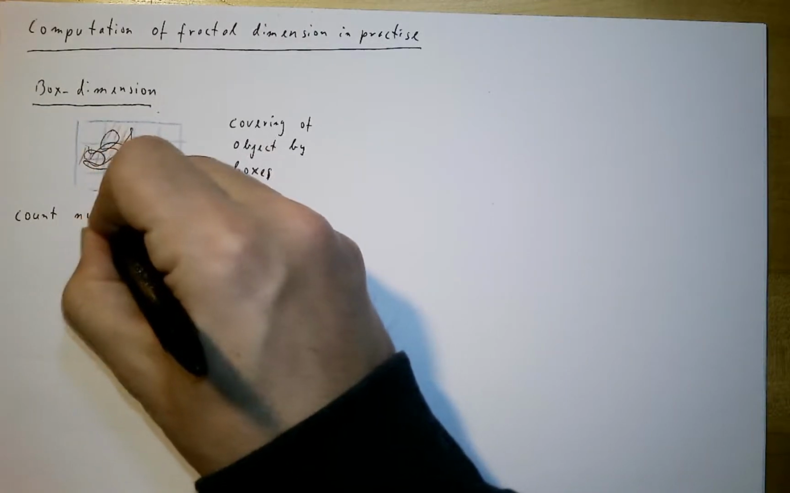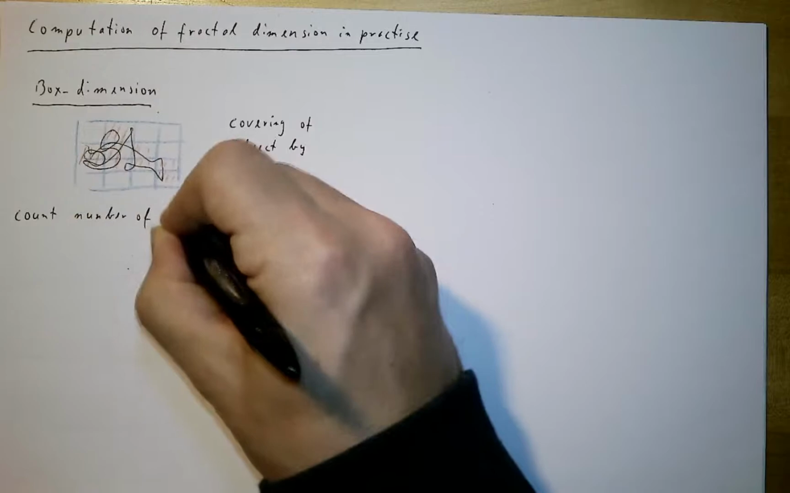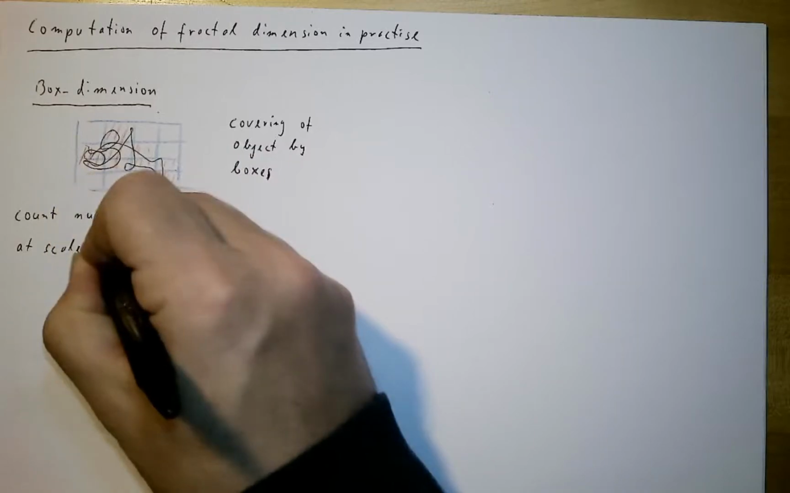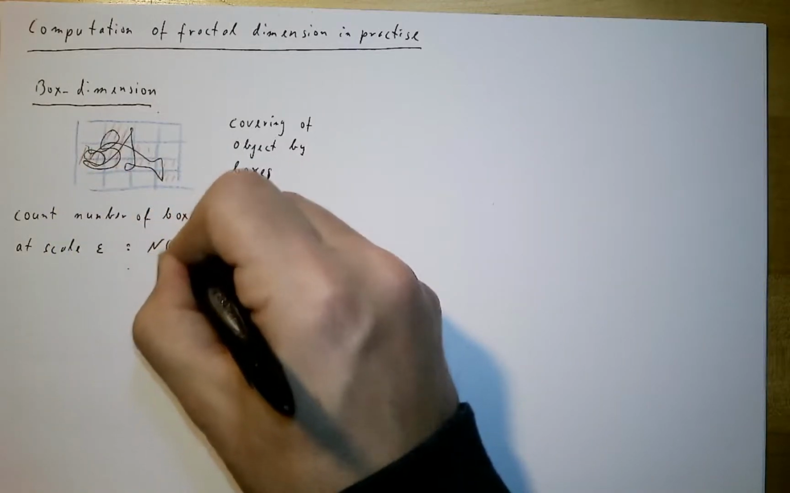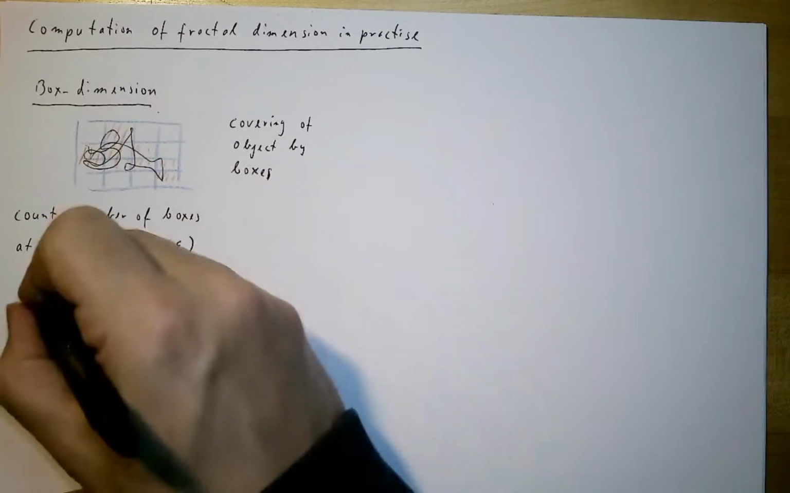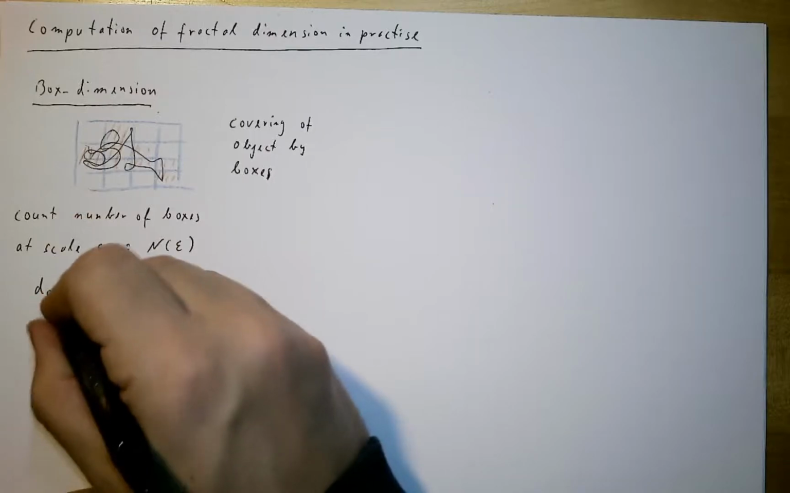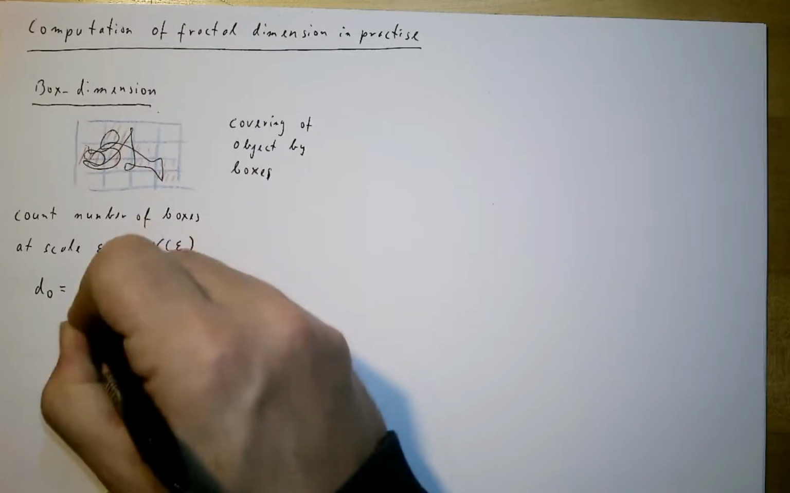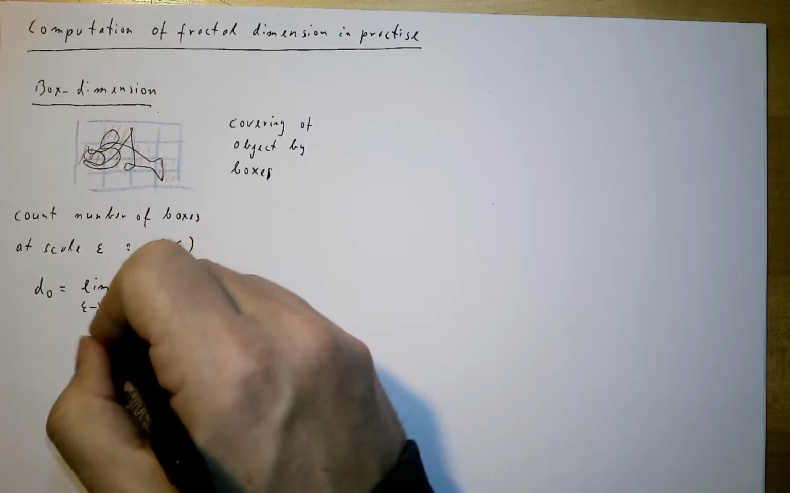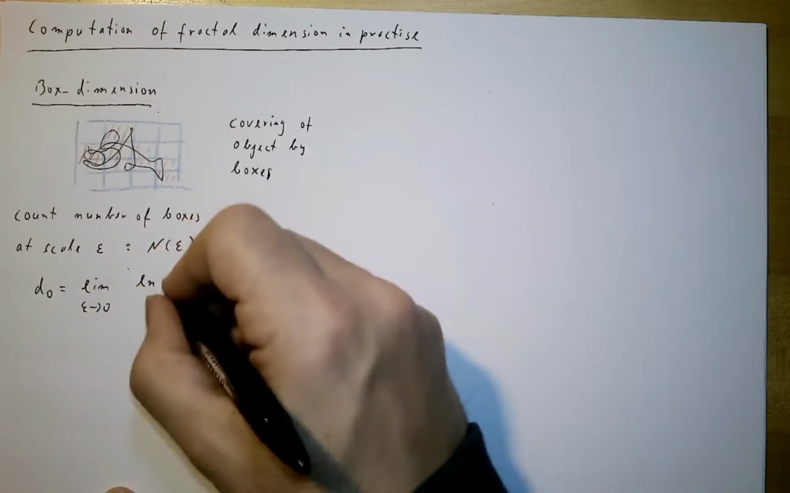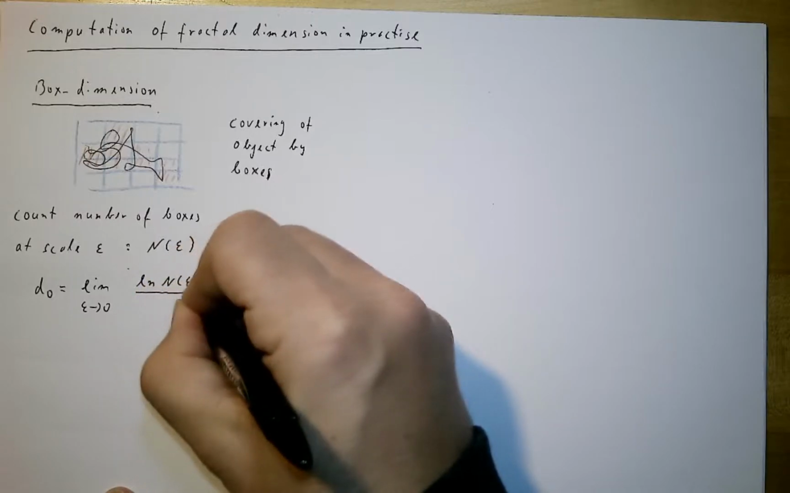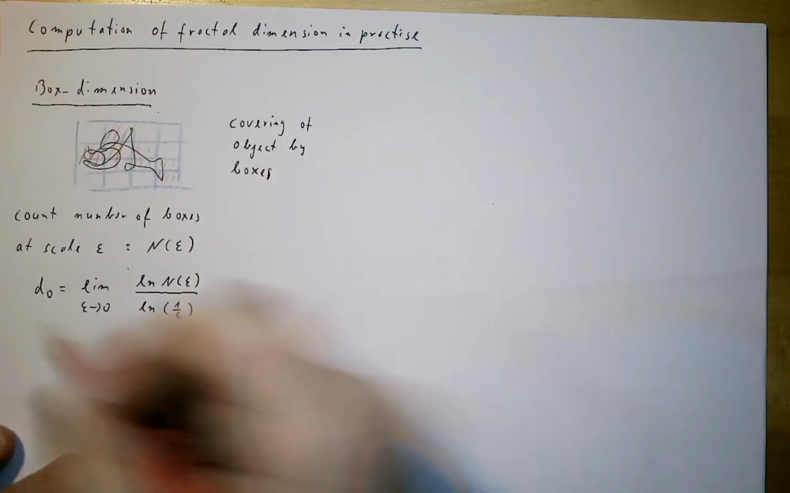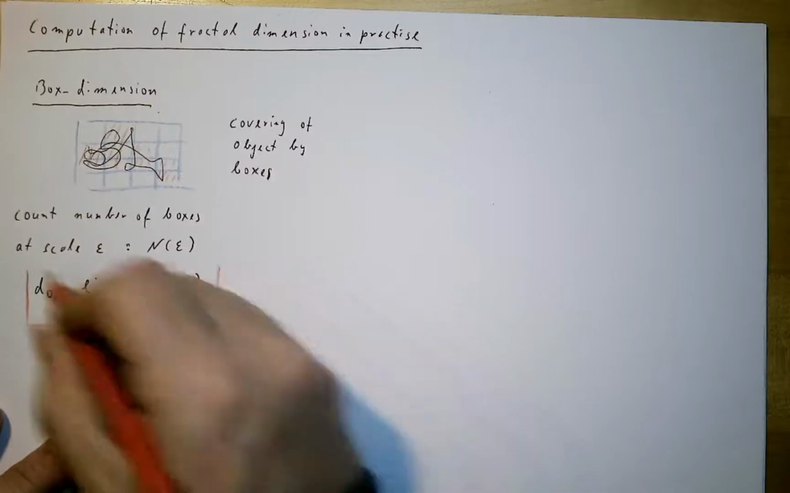Then we count the number of boxes at scale epsilon, and we call this N of epsilon. Then we define this box dimension, and we give it here a 0 for a reason we will see later. We call this D0, the limit as epsilon goes to 0 of the log N of epsilon divided by the log of 1 over epsilon. And this is how we defined the dimension in the lectures before.